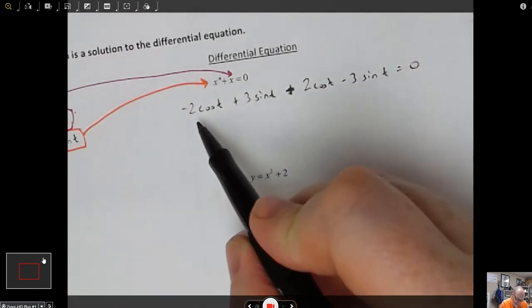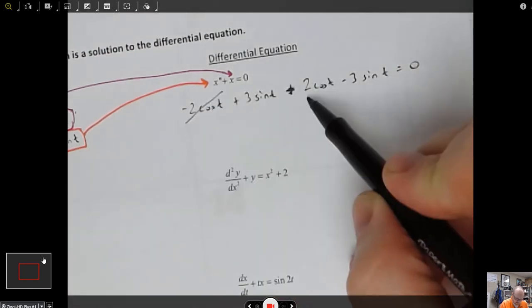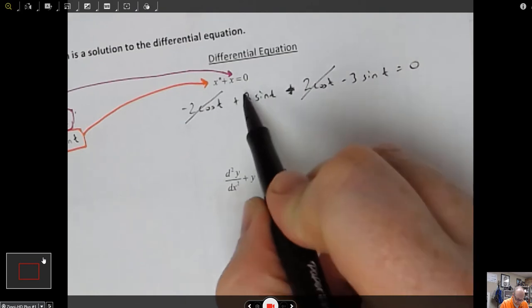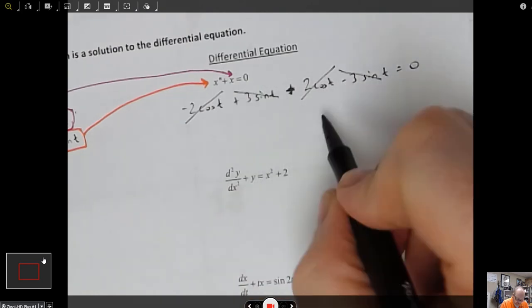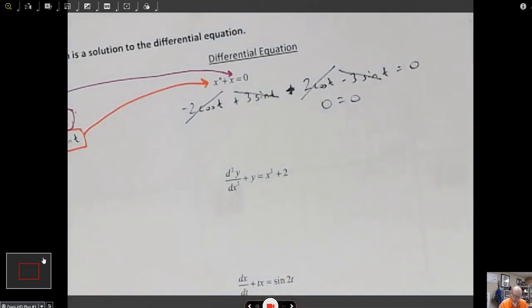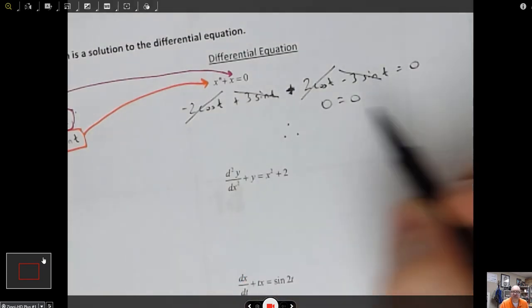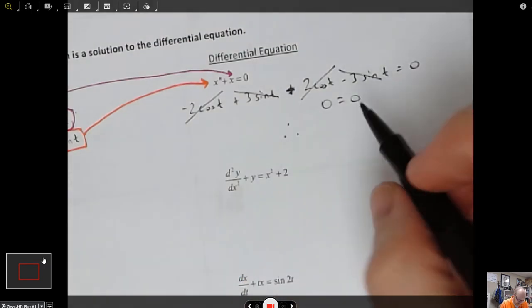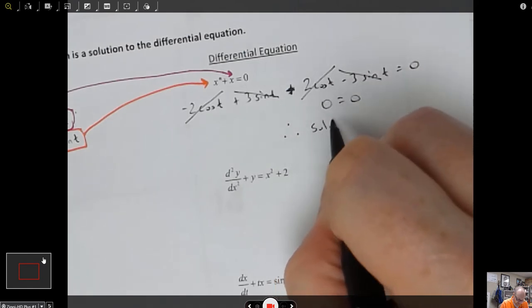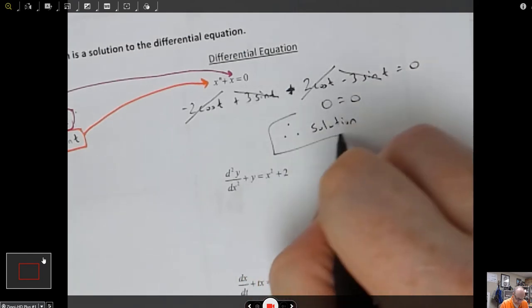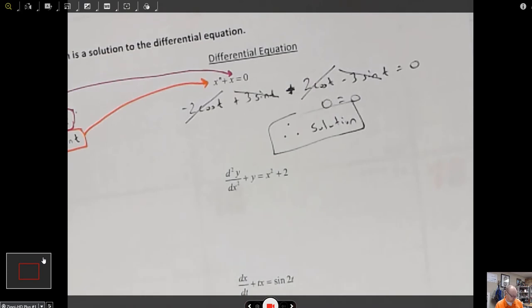So it looks like a negative 2 cosine and positive 2 cosine go away. Positive 3 sine and negative 3 go away. So that makes that be a true statement. And so you may see on the handout that I did 3 dots, which means therefore that the function is indeed a solution to that equation. So that's what we're on the lookout for today. Is something a solution or not?